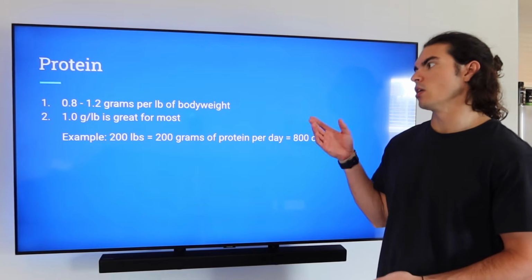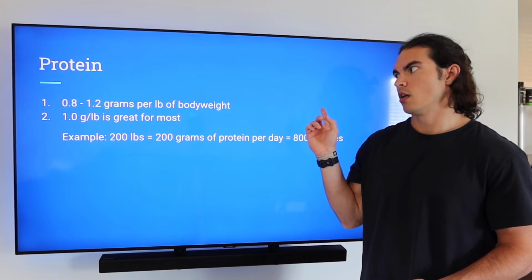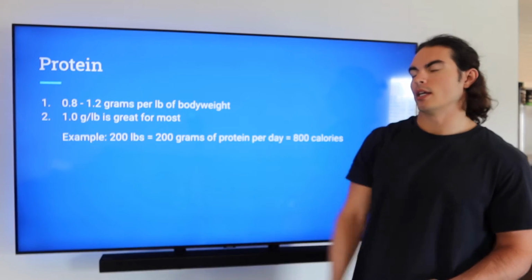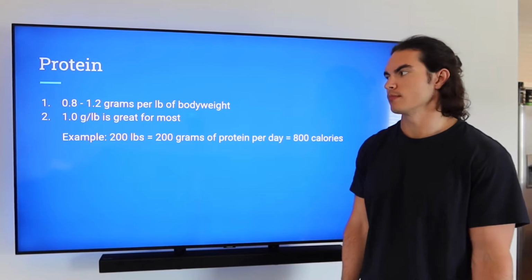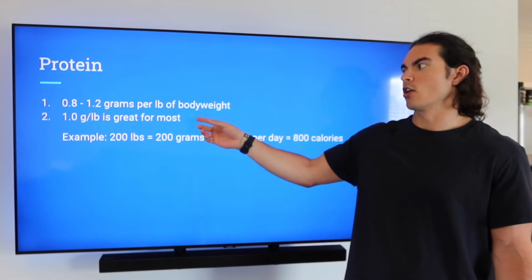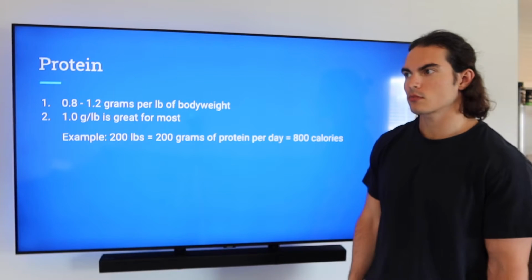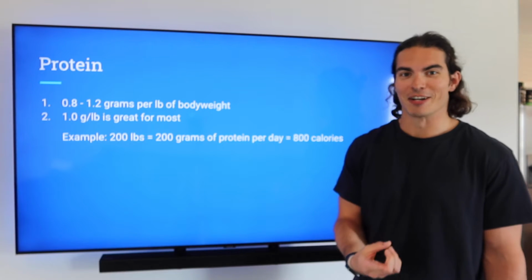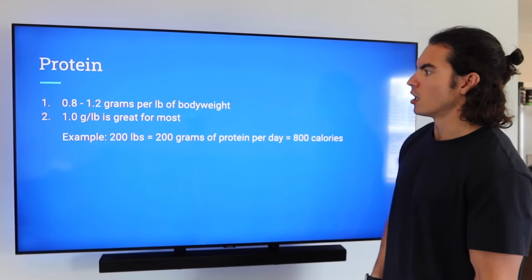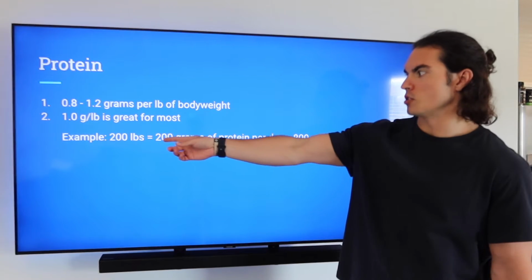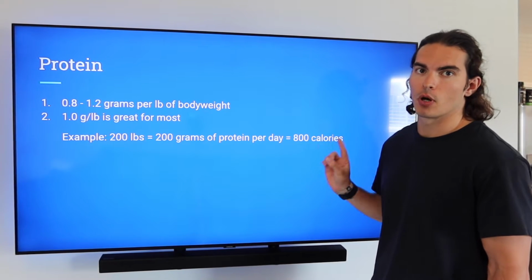So a great range to be on this one is 0.8 to 1.2 grams per pound of body weight, okay? 1 gram per pound of body weight is golden, right? It's ideal for like 99% of the population, okay? So if you're 100 pounds, eat 100 grams of protein a day. If you're 150 pounds, eat 150 grams of protein a day. If you're 200 pounds, eat 200 grams of protein a day. Great place, okay? Yeah, there's the example. And so this 200 grams of protein, 200 times 4 equals 800 calories from protein, okay?